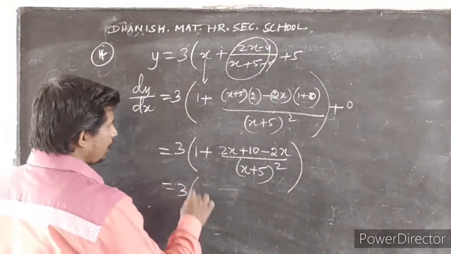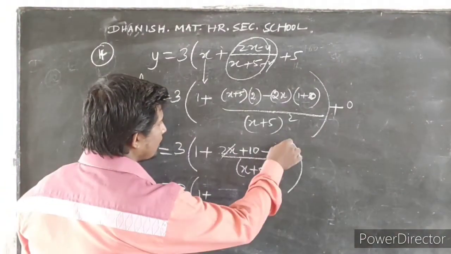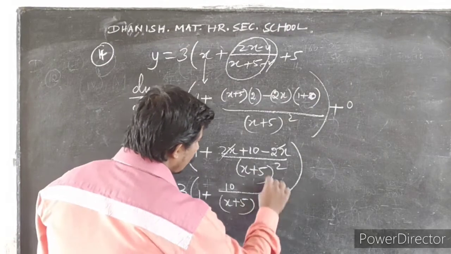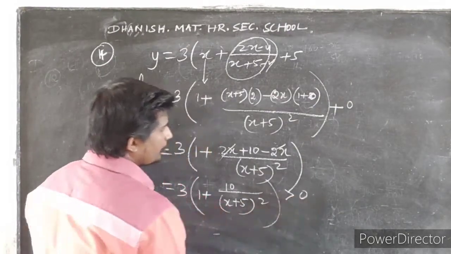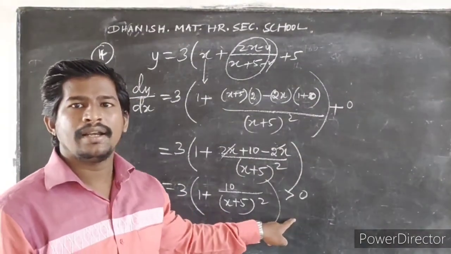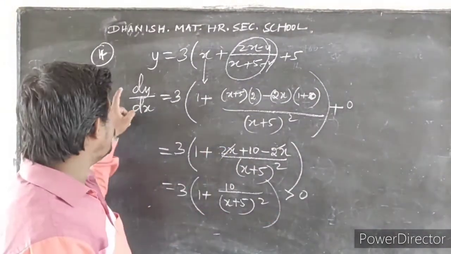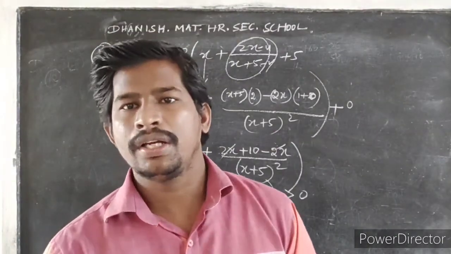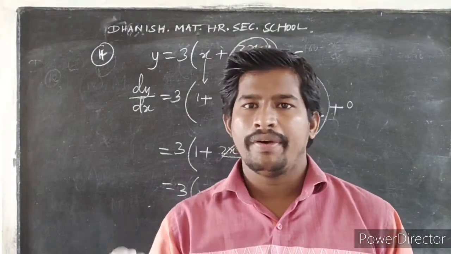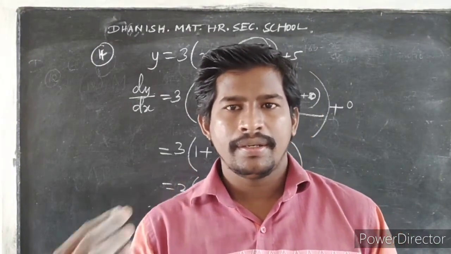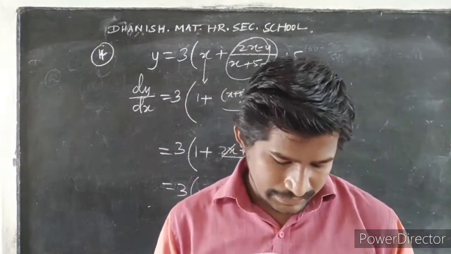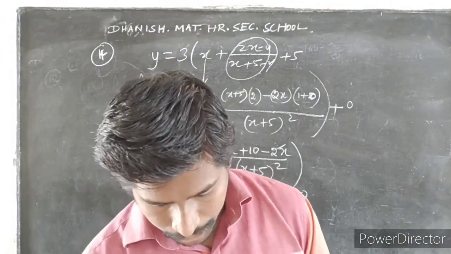Now this is 3 into 1 plus, these two terms will get cancelled, so 10 by x plus 5 whole square, which is greater than 0. Here we got our dy by dx as greater than 0. It means that dy by dx is positive. So we got our dy by dx as a positive result. So we can conclude our marginal cost decreases always when the output increases. It's a very important problem.